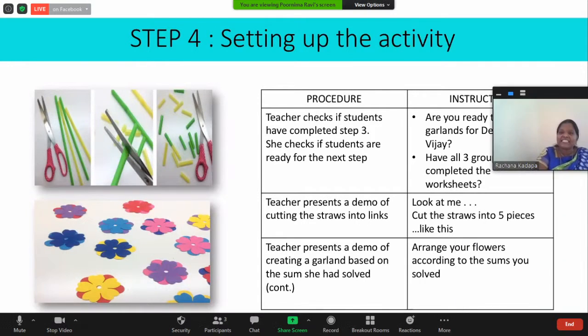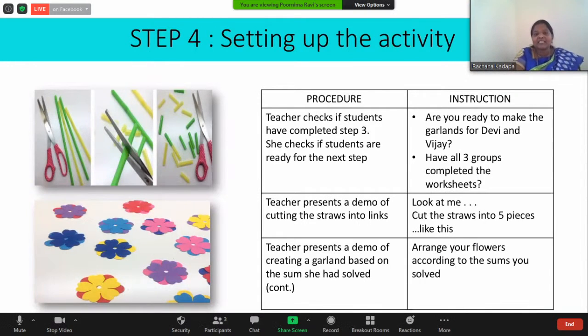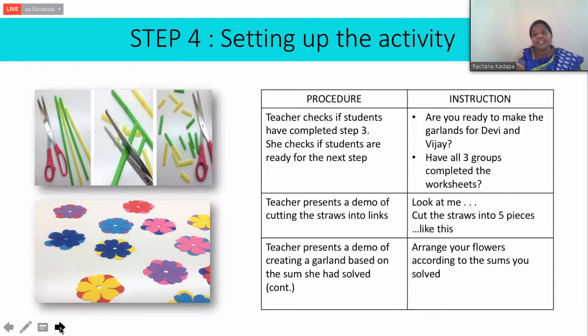Step 4, setting up the activity. Here, the teacher checks if students have completed step 3. After completing step 3, she checks if students are ready for the next step.